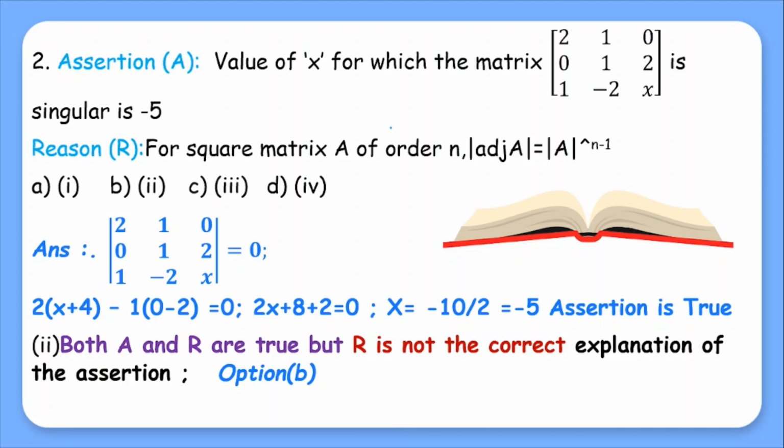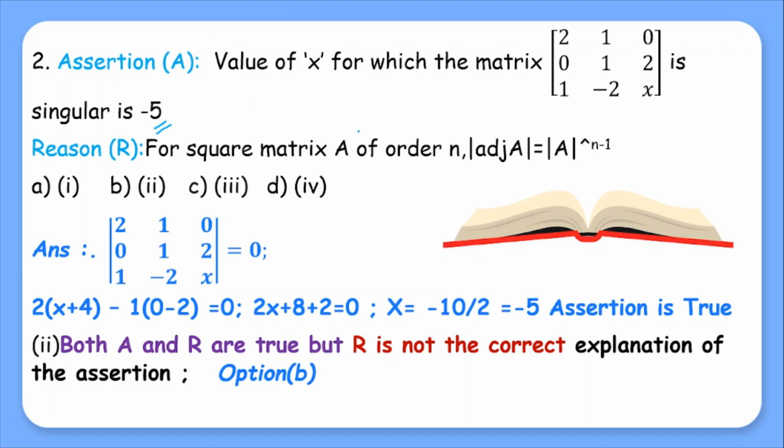Question 2. Assertion: the value of x for which the given 3 by 3 matrix is singular is minus 5. So what they are telling in this assertion statement is, if this matrix is singular, then the value of x is minus 5. This is what they mean. What is a singular matrix? Any matrix whose determinant value is 0 is singular. If you find the determinant value, it should be equal to 0.